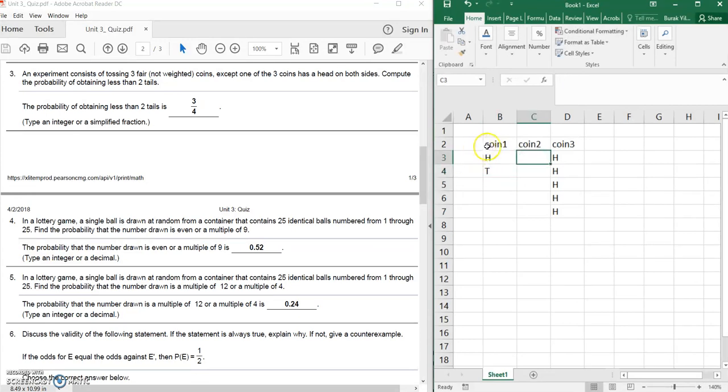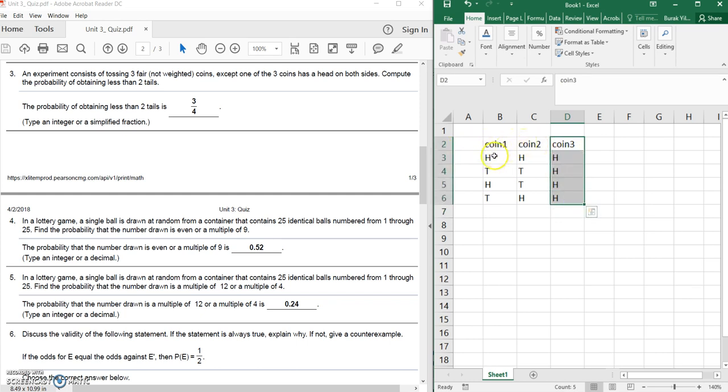So let's say when we flip all 3 of them, coin 1 and 2 can both be heads, or they can both be tails. Coin 3 is always going to be heads. And coin 1 can be heads, coin 2 can be tails, or the other way around. Coin 1 can be tails and coin 2 can be heads. So each row here is the combination of all different possible outcomes. Because coin 3 doesn't make a difference. It's always going to be heads.